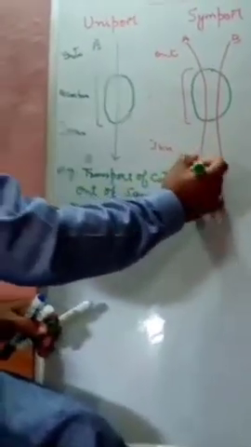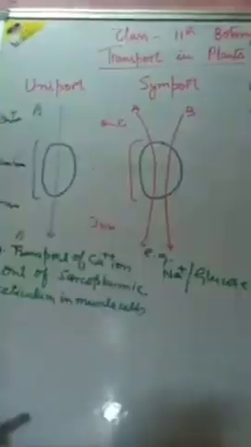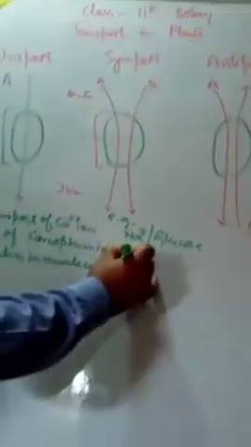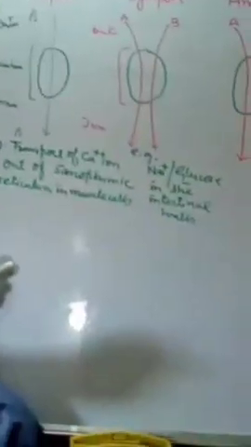And what is the example of symport? Here we will see the transport of sodium ions and glucose. Here we see that two different molecules are transported, and they are transported together in the intestinal wall. This happens in the intestine.